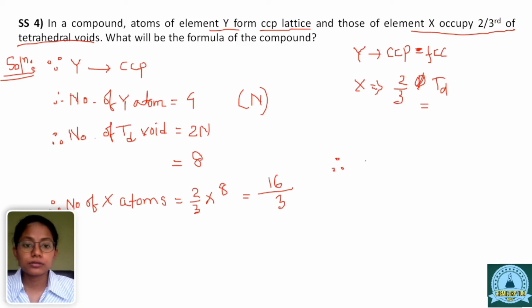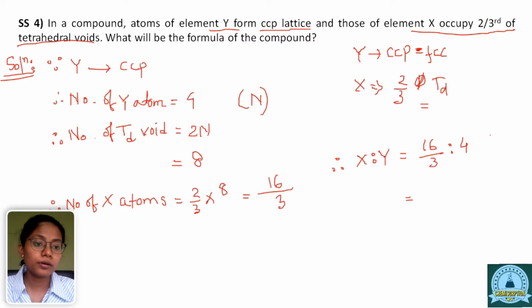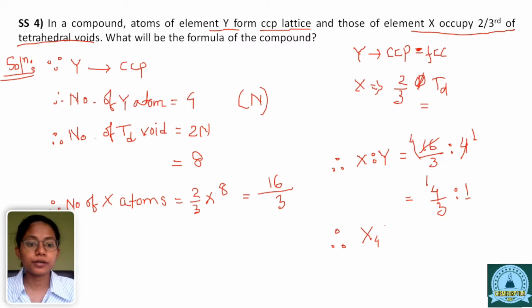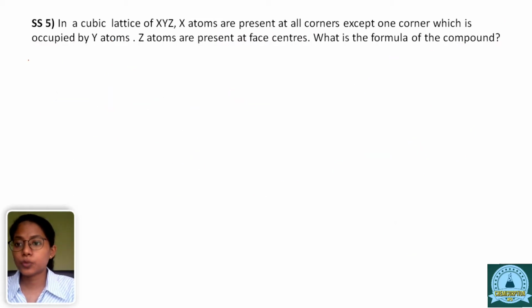Therefore X is to Y is equal to what? We have X 16 by 3 is to 4. So it will be like 4 by 3 into 1. Therefore, the formula will be what? X4Y3. Or we can say 4 is to 3 here. So the formula will be X4Y3. Okay. Moving to the next question.